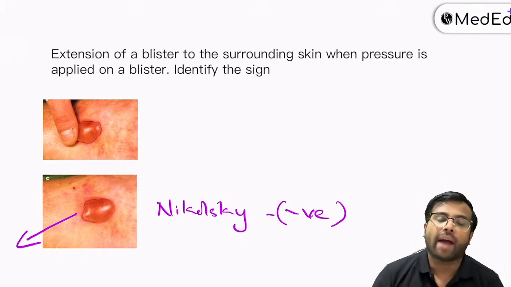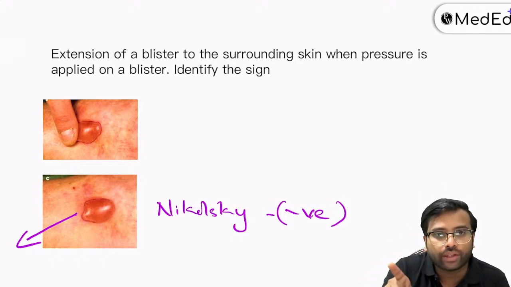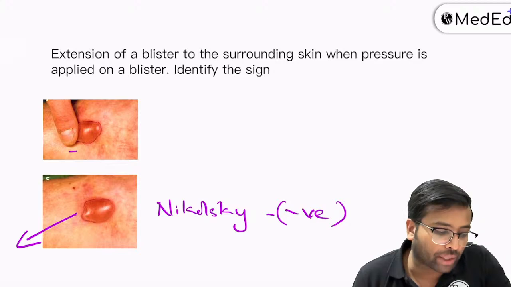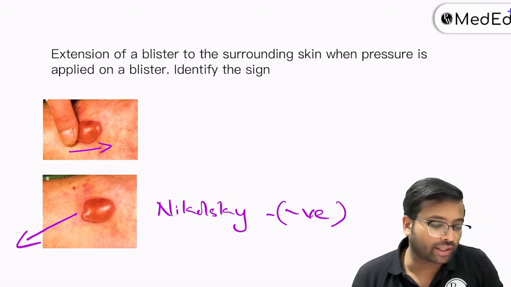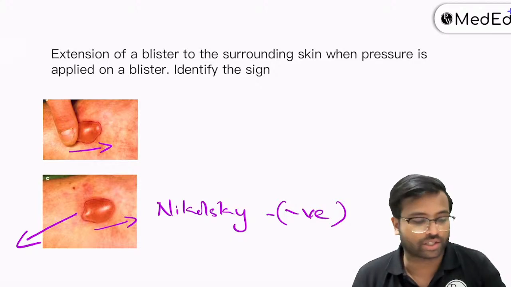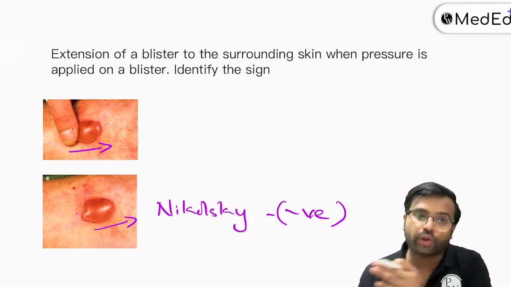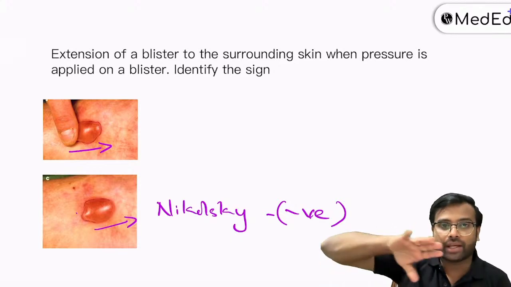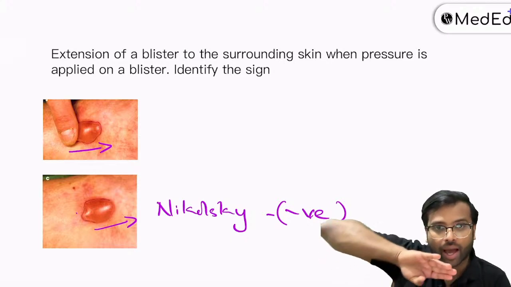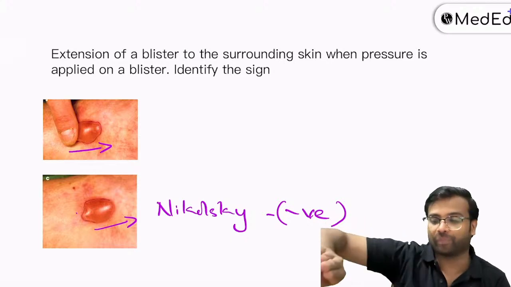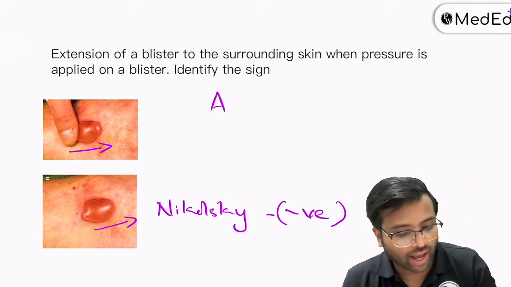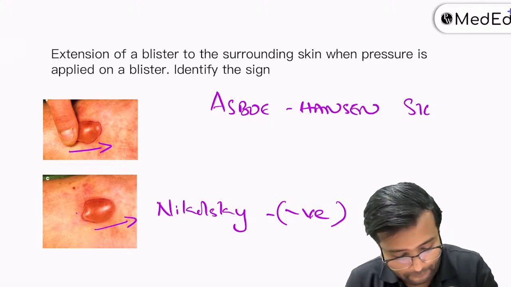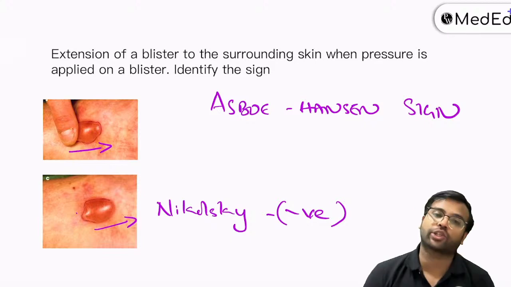But what is happening? I'm just applying a pressure over the adjacent skin. Okay, I'm applying pressure on the surrounding skin. And when I apply a pressure towards this direction, what is happening? The bulla is also moving towards this direction. So can you name the sign now? I'm applying a pressure over the surrounding skin and I can move the bulla now. So this is called Asboe-Hansen sign.